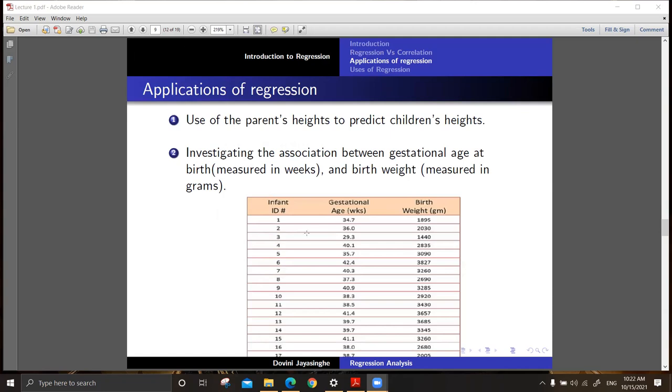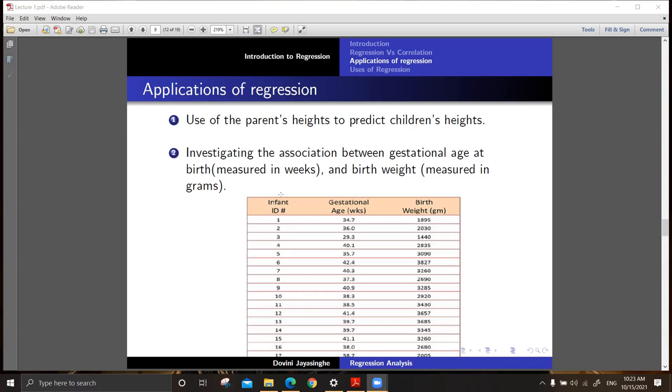Right. So this is just one example: use of parents' height to predict children's height. This is one application of regression. If you think the parental height really affects the child's height, if the parents are very tall, their children are expected to be taller. It means it has some positive correlation. If somebody asks how tall, then you have to go for regression, because from correlation, you cannot say this much. So this is just an example.